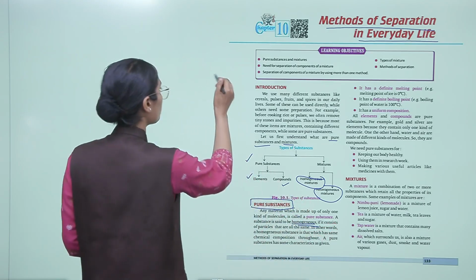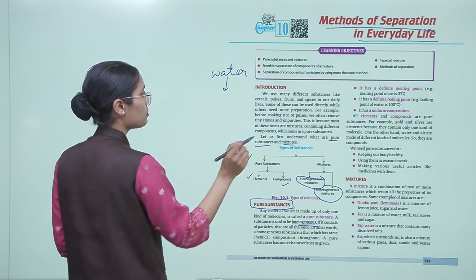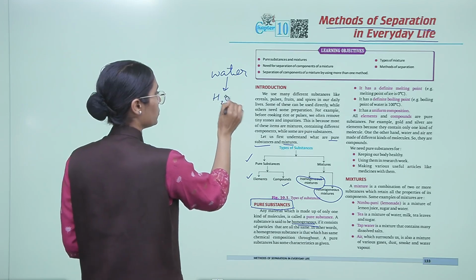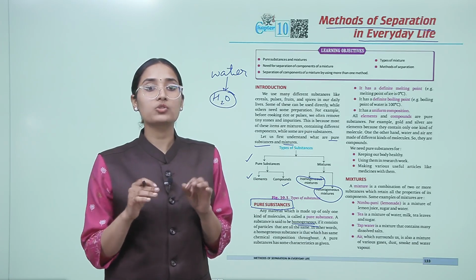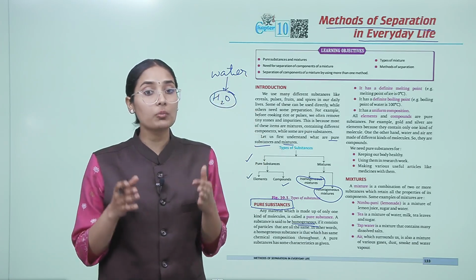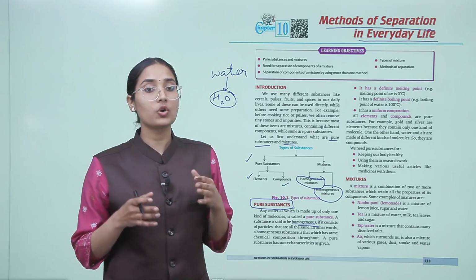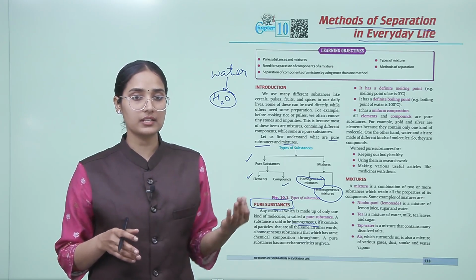Let's say I talk about water. The chemical composition of water is H2O. So if water has only molecules of H2O, it will be called a pure substance and homogeneous water. A pure substance has some characteristics, as given.